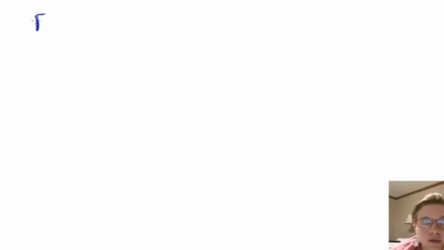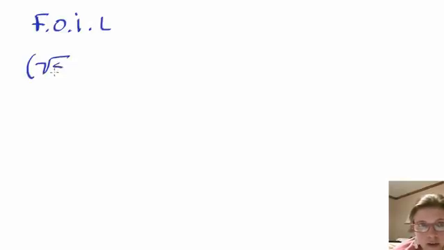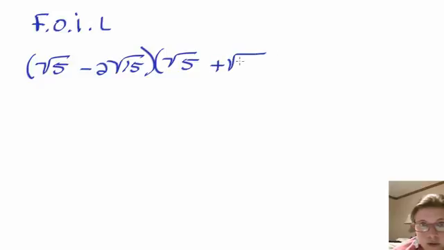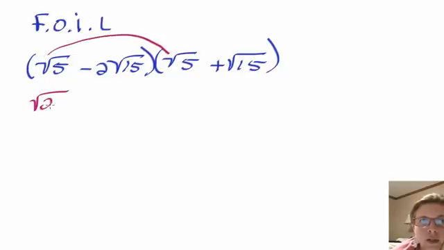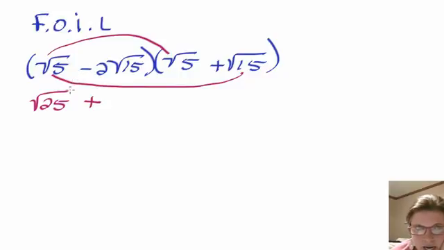Now, sometimes we have to use FOIL. Okay, so if we remember back to FOIL, so we have the square root of 5 minus 2 square roots of 15 times the square root of 5 plus the square root of 15. Okay, so when we FOIL, remember we do first, so square root of 5 times square root of 5 is the square root of 25. Outside, okay, well 15 times 5 is what? 75, 15, 30. Yeah, the square root of 75.